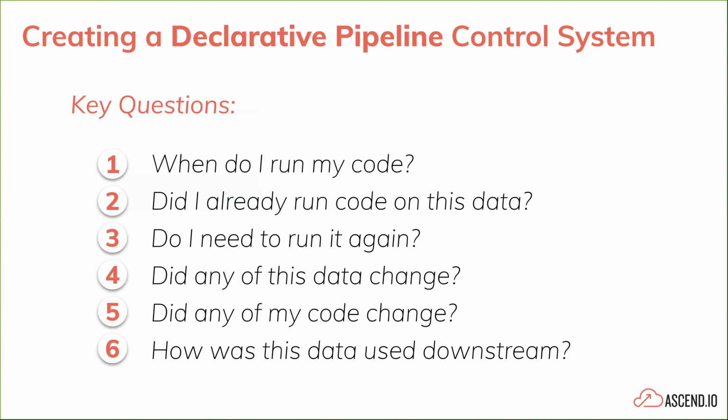When do I run my code? Did we already run it? Run it again? What data changed? What code changed? And just recurse and redo all of that codifying again and again.